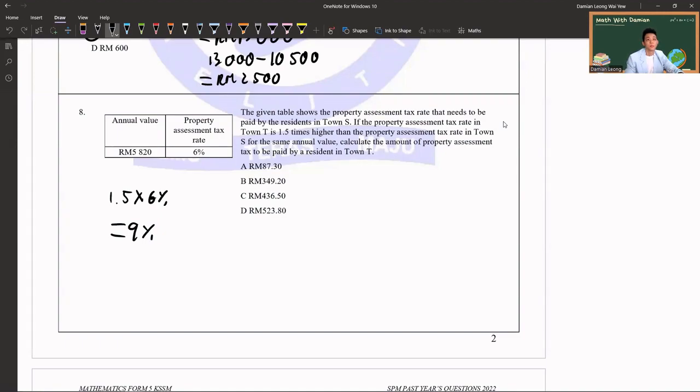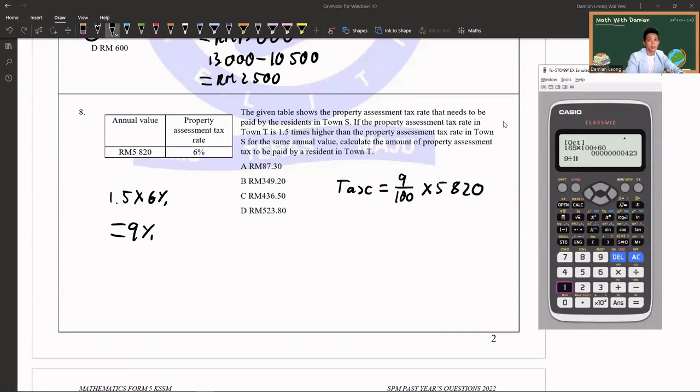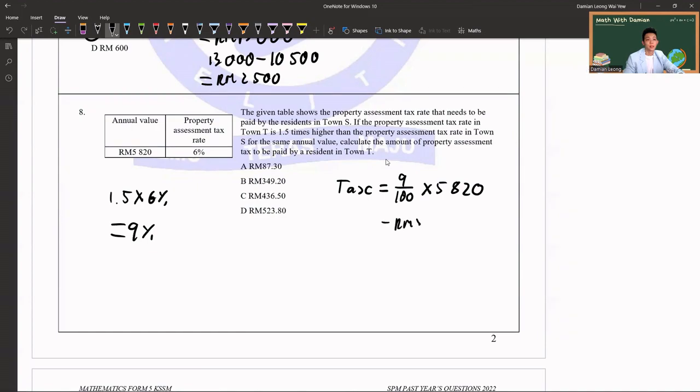So the assessment tax will be 9% of the annual value. So I take 9% times 5820. We'll change this back first. 9% times 5820, and we get 523 ringgit and 80 cents, which is answer D here.